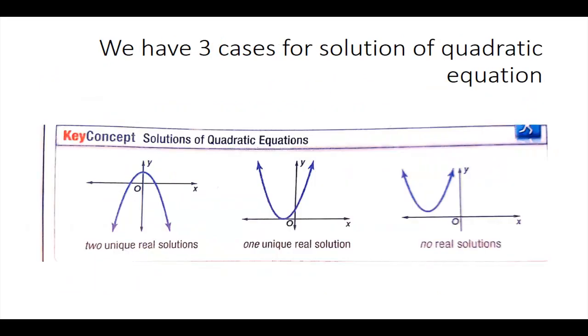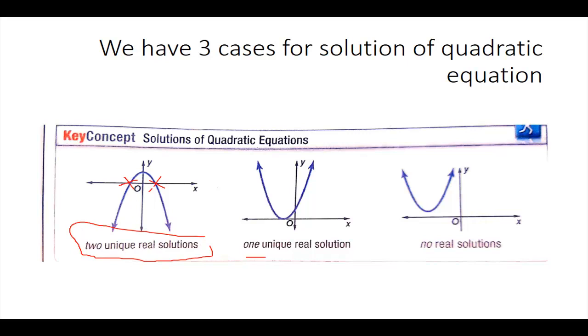Okay? We have three cases for the solution of the quadratic equation. The first one, if you have two unique real solutions. Why? Because the curve will intercept with the x-axis at 2 points. So the solution will be 2 points.